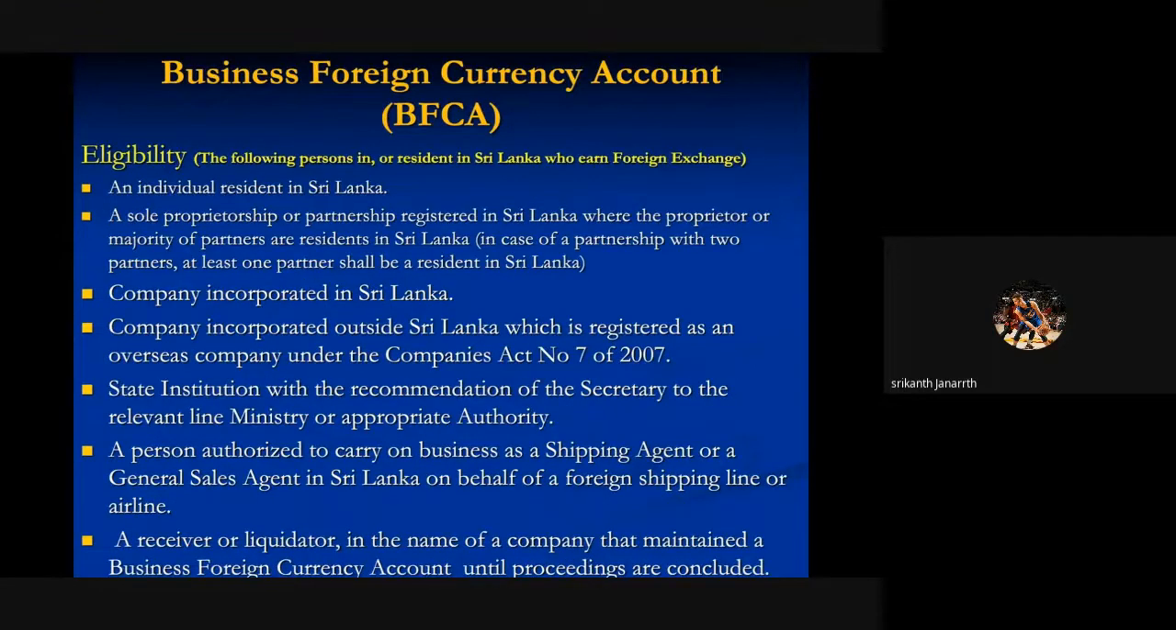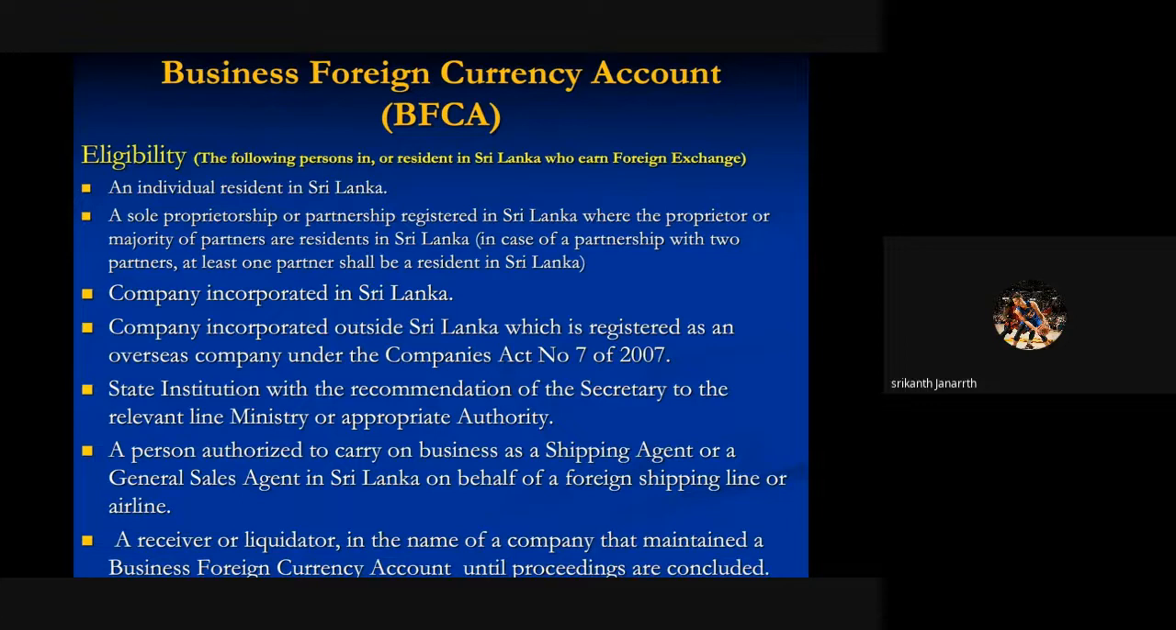Okay. Now we are moving on to the others, the business foreign currency account, which is a very important account. Now you know what PFC is, what loans can be given, what the permitted credits and debits are, everything is clear. Now we are moving on to BFC, the business foreign currency account. Here, the first one in bold, in light yellow color: the following persons in or resident in Sri Lanka who earn foreign exchange. Remember the criteria to open a business foreign currency account: whoever earns foreign exchange. You need to show the banker that you are earning foreign exchange, right?